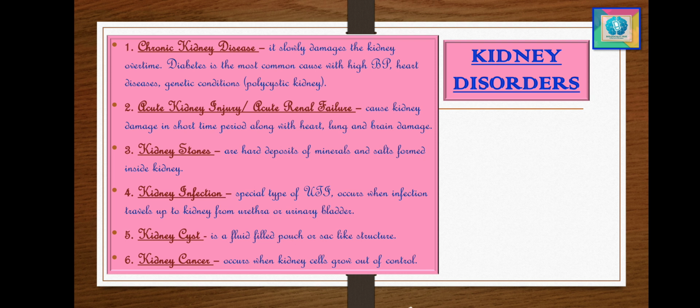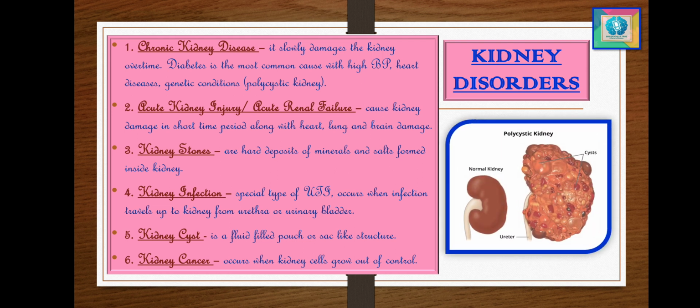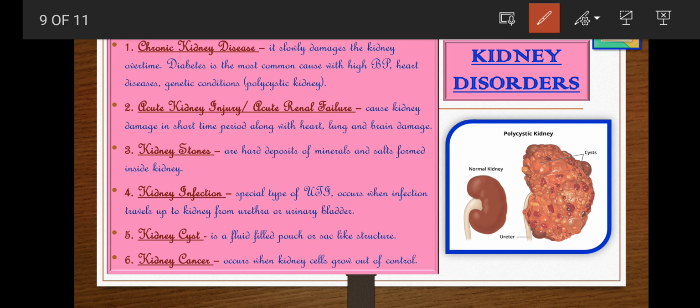Now, coming to the next topic, that is about kidney disorders. The first kidney disorder which we are going to discuss here is chronic kidney disease, that is CKD. CKD slowly damages the kidney over time. The disease is divided into different stages depending on the severity of the kidney damage.